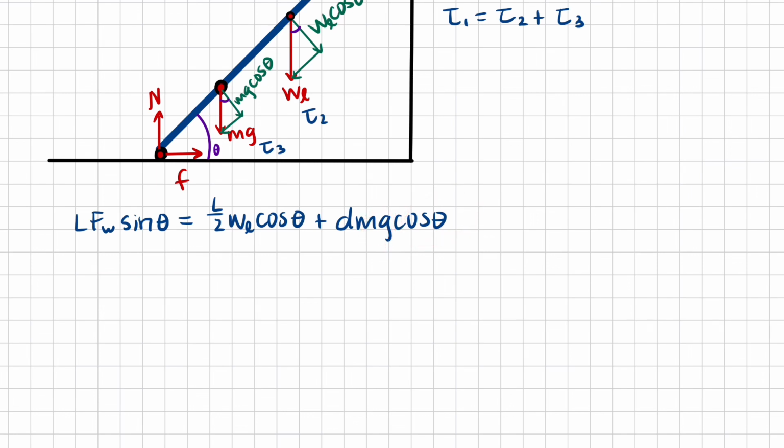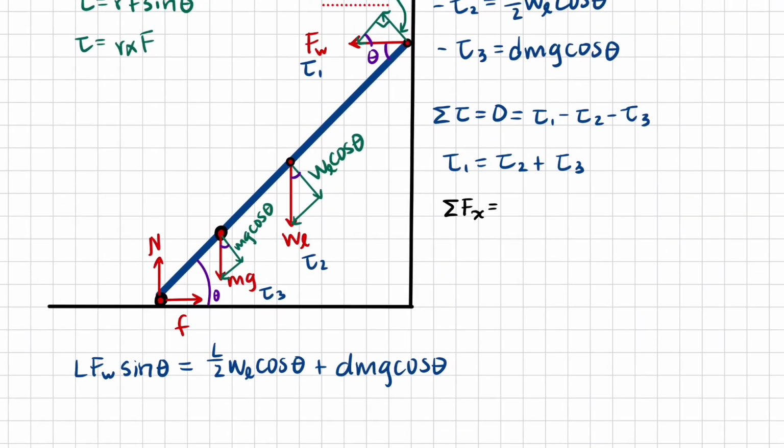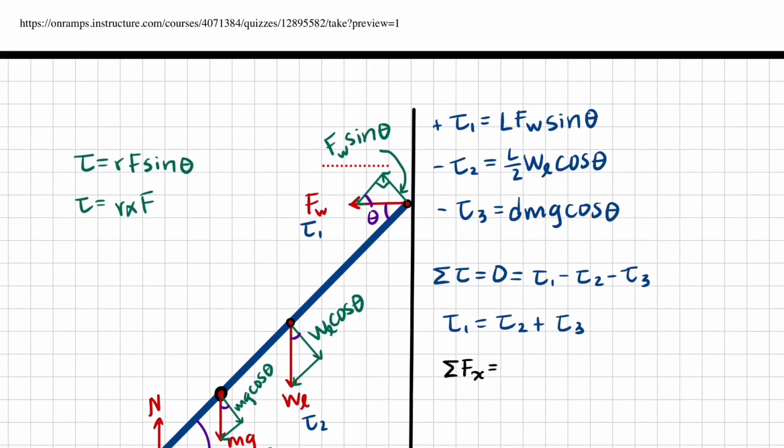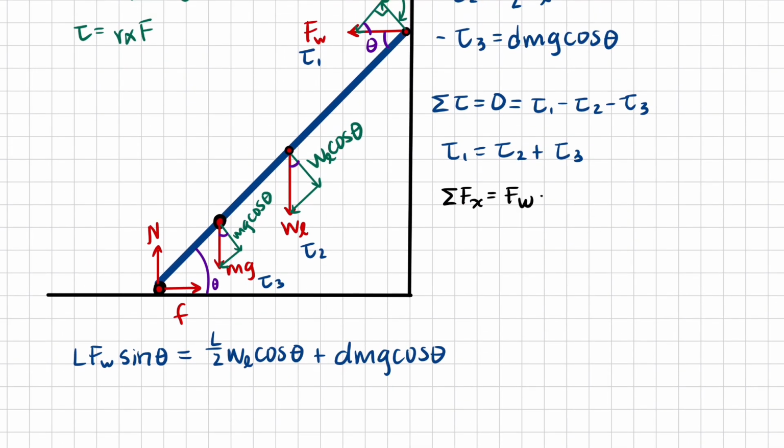Okay, there you go. Now let's sum the forces to see what we can do and how we can get force of friction involved. Let's start with the x direction. So for x direction, I only have the force of the wall and force of friction. I'm going to make the force of the wall positive just because I made this torque positive. I could make it negative and nothing would happen, okay? This is equal to 0 because the system is in equilibrium.